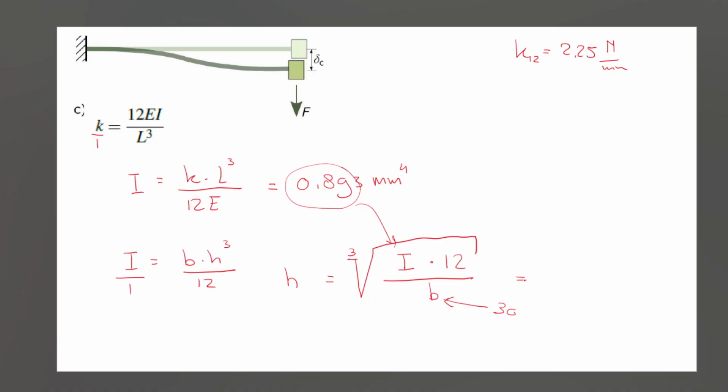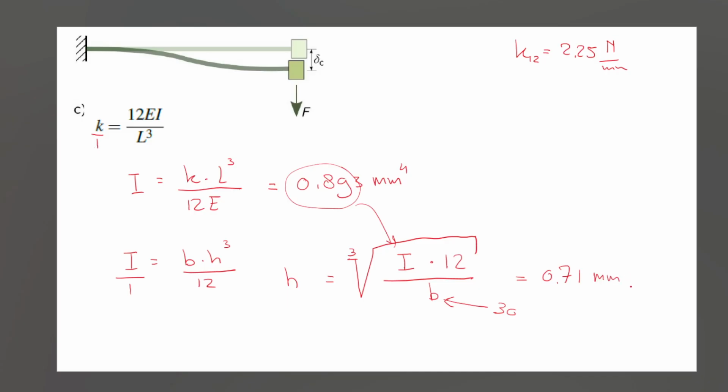Sorry. Third, 0.893 times 12 over 30. Let's see, and that gives me 0.709 or 7.1, so 0.71 millimeters.